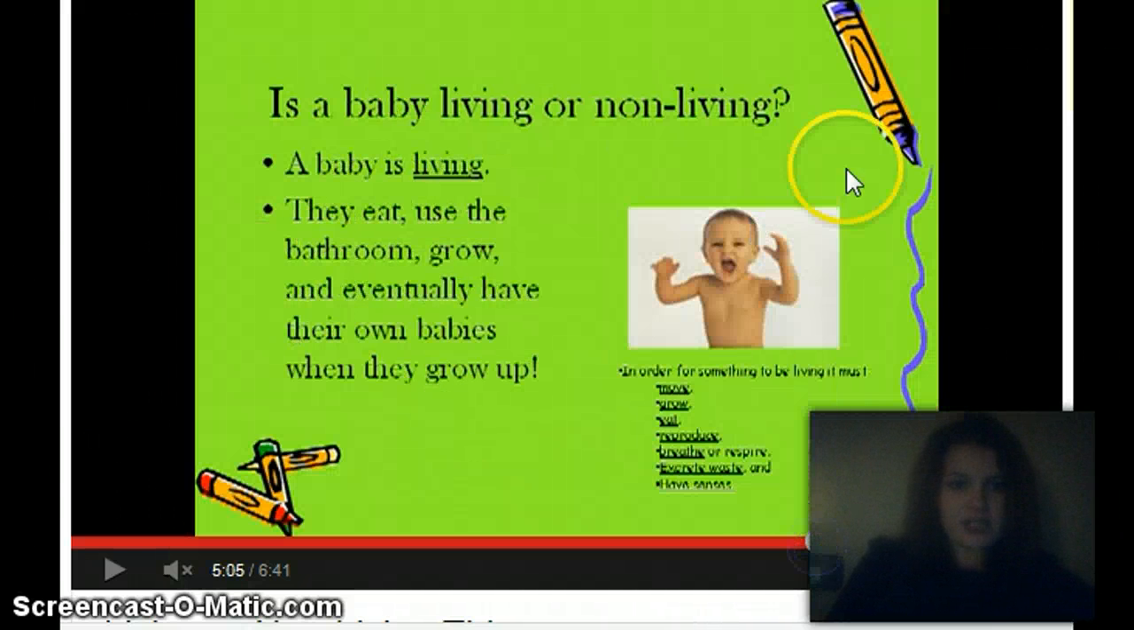So, okay, now, is a baby living or non-living? Baby is like a human, right? A person, right? So it is living. They eat, use the bathroom, grow, and eventually have their own babies when they grow up, right?